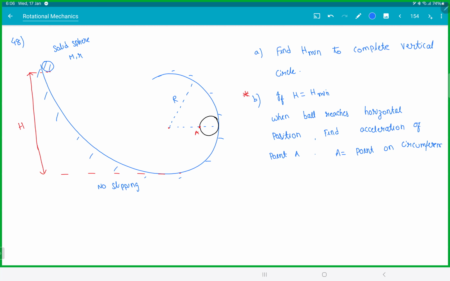I'll help you out a little. When you reach the highest point, is the velocity zero? No, no. If you don't reach up there with the minimum velocity, you will lose contact. So draw the FBD at the highest point and find the velocity. Once you got the velocity, conserve energy between this state and this state. Isn't that what we did in vertical circular motion? So find the velocity when the ball reaches the highest point and then conserve energy.